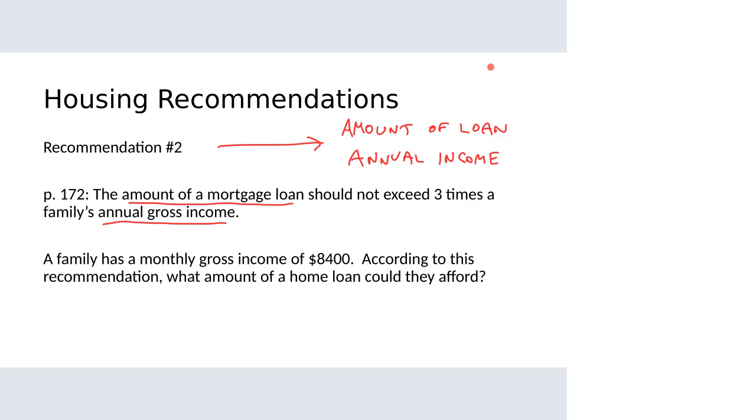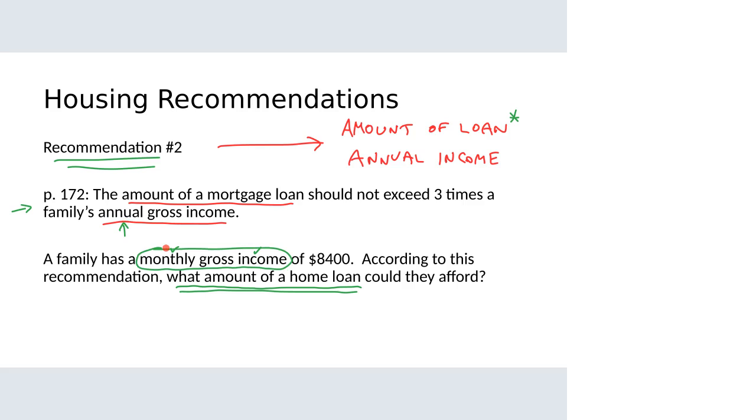So the clue here in this question that this one must be about recommendation two is the question itself. What amount of a home loan could they afford? Last time we were given monthly income and asked about monthly housing. This time we were given monthly income, but we were asked about the loan they can afford. The fact that this is about the loan tells us it's about recommendation two, and that this idea right here is what's going to drive us to answer the question. Of course, here it says the amount of the mortgage loan should not exceed 3 times the family's annual gross income. I wasn't given the annual income. I was given their monthly gross income.